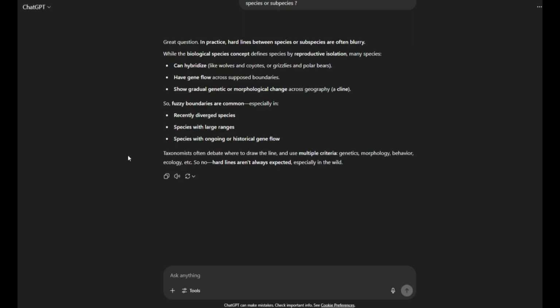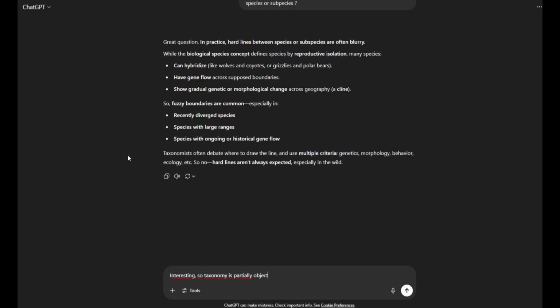Fuzzy boundaries are common, especially in recently diverged species, species with large ranges, and species with ongoing or historical gene flow. Taxonomists often debate where to draw the line and use multiple criteria: genetics, morphology, behavior, ecology, etc. So, no, hard lines aren't always expected, especially in the wild.